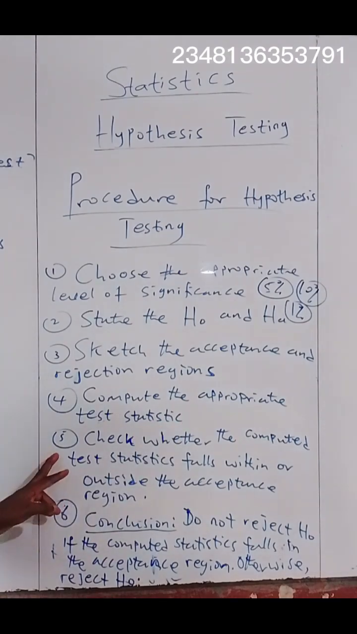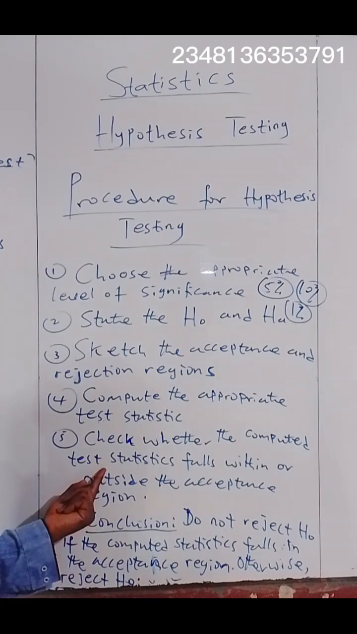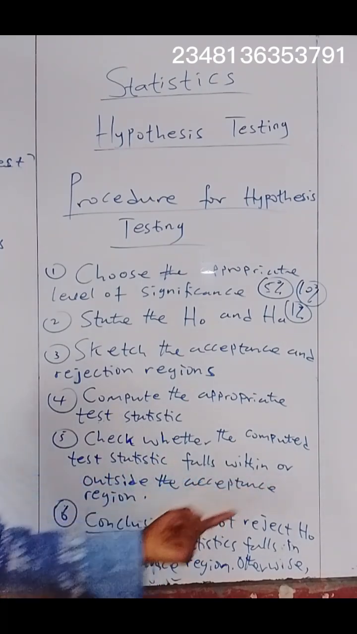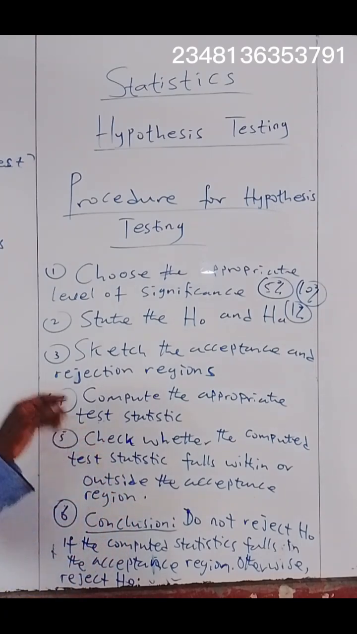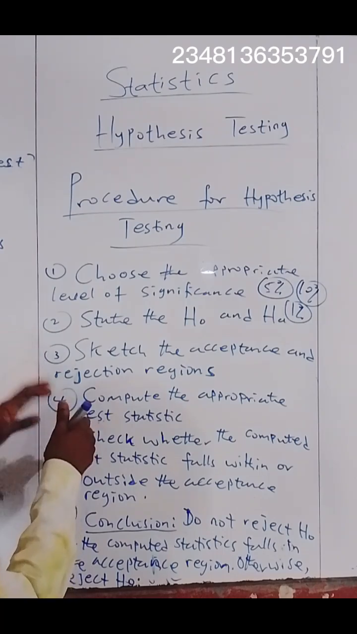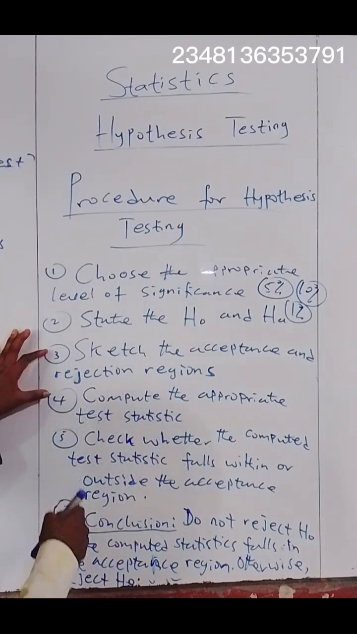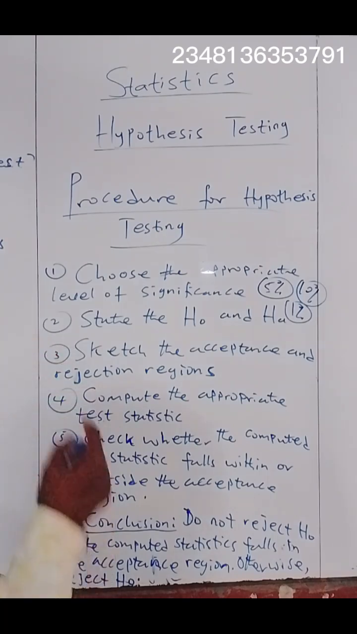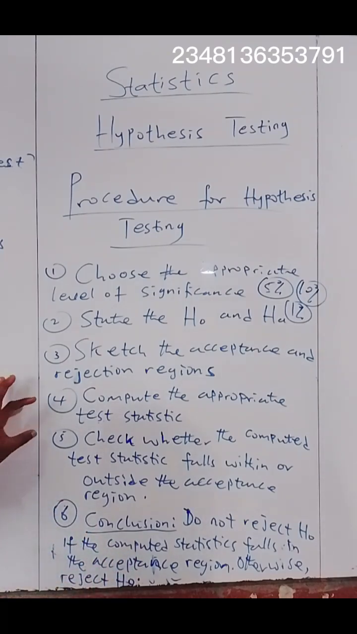The next step, which is the fifth step, is to check whether the computed test statistic falls within or outside the acceptance region. The acceptance region we sketched in step 3, we have to compare the computed statistic to see whether the value falls within the acceptance region or the rejection region. Then, lastly, we are going to make our conclusion based on what we observe in step 5.